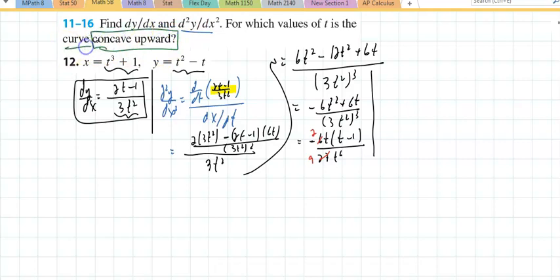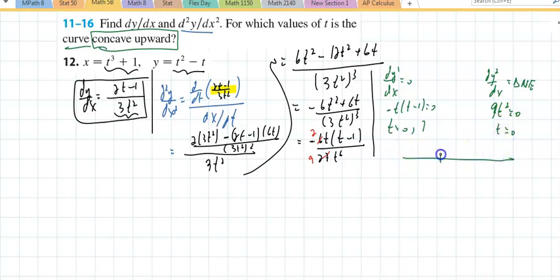Now, if I want to know where the curve is concaving up or down, I'm going to take where the second derivative equals 0, or where the second derivative does not exist. The second derivative equals 0 when we get negative t times (t minus 1) equals 0. That's t equals 0 or 1. So I have those test points. And the denominator, 9t squared equals 0. That's when t equals 0. Well, I'm getting the same point still. That's not bad.